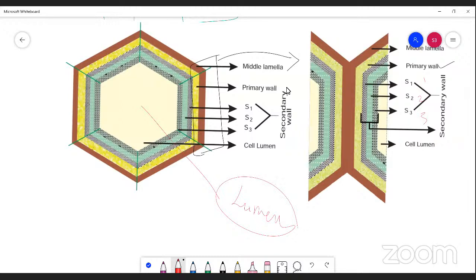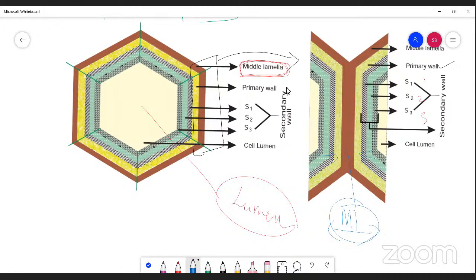Okay, here let me take the middle lamella. Actually, this middle lamella is a thin amorphous layer that lies in between two adjacent cells. So this is a middle lamella, dear students, which lies in between two adjacent cells. Okay, these two adjacent cells are joined together, right, by the very thin layer that is called the middle lamella.